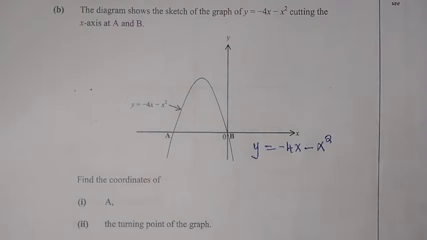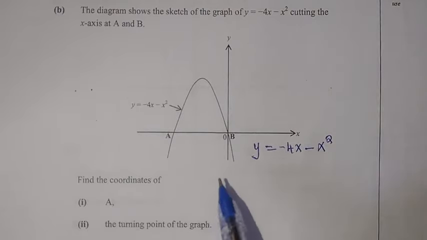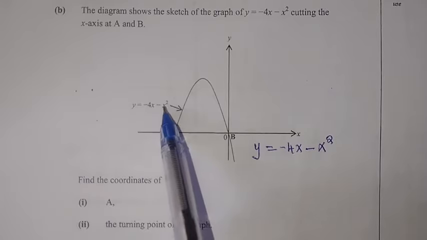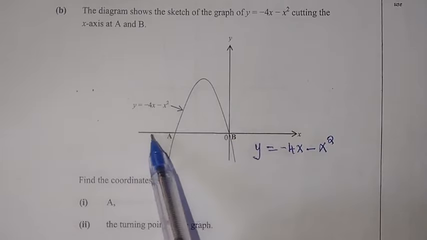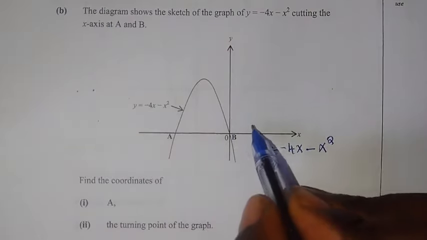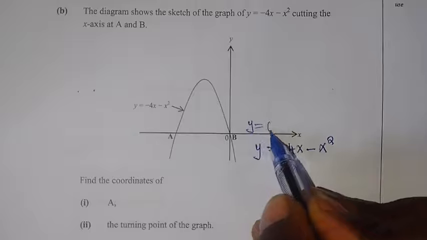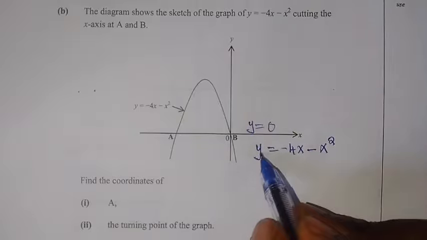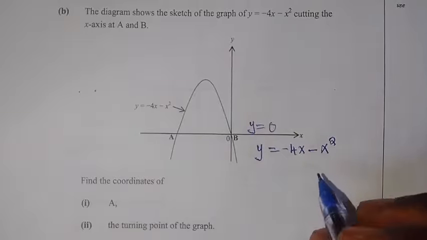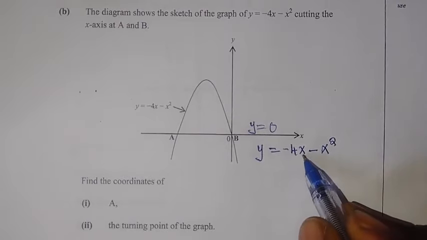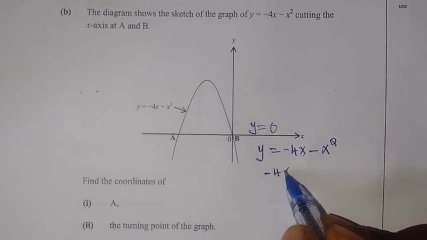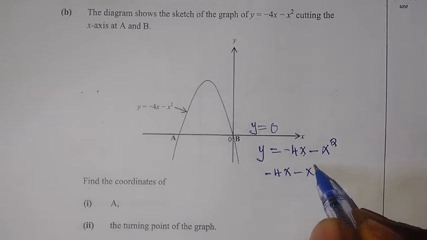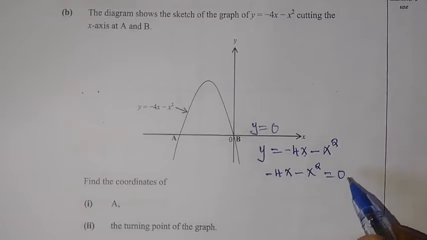Okay. Then from here, what are you going to do? We know that this function is cutting the x-axis at points A and B. So this is the x-axis. It is also the line y equals 0. So here where there is y, we are going to put a 0 so that we can find the x values. So we write negative 4x minus x squared equals 0.